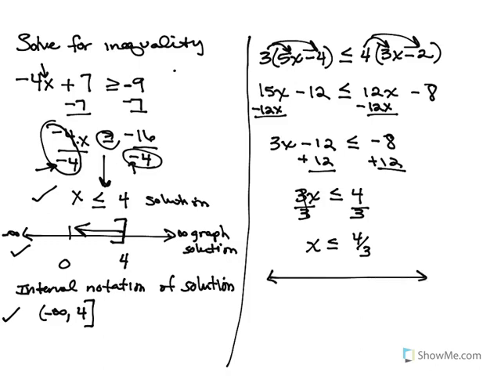So I would graph it on the number line. 4/3 is just a little bigger than 1. So my interval notation is -infinity to 4/3. And that's solving inequalities.